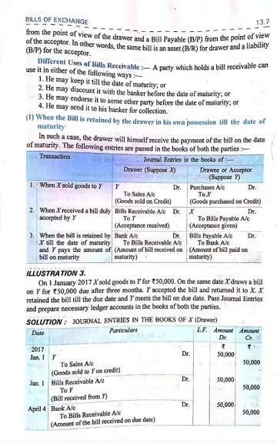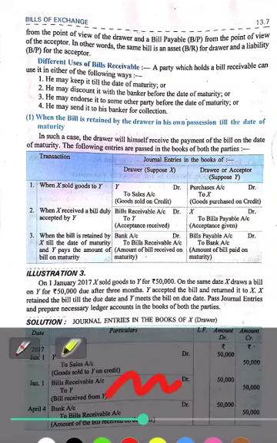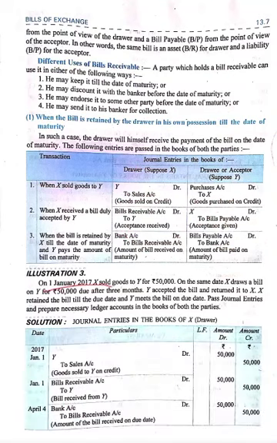Let's see the illustration, number three. On 1st January 2017, X sold goods to Y for 50,000. On the same date, X draws a bill on Y for 50,000. Y accepted the bill and returned it. Okay, very simple. First of all, let's do the entries in the books of X.